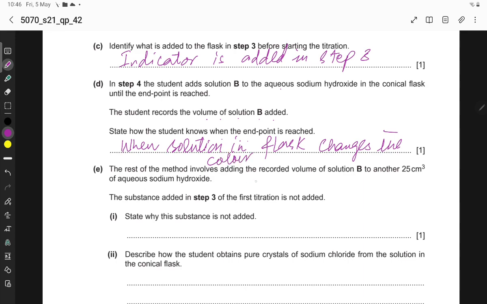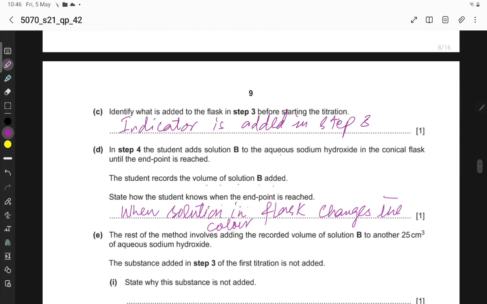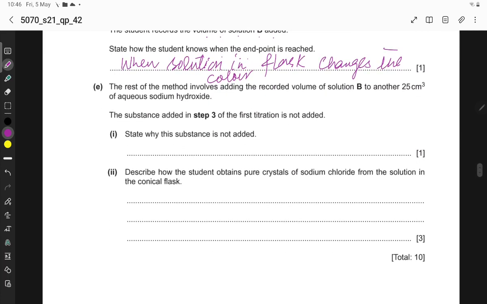The rest of the method involves adding the recorded volume of solution B to another 25 cm cube of aqueous sodium hydroxide. The substance the student adds in Step 3 of the first iteration is not added. State why this substance is not added. Indicator is not added to prepare pure sodium chloride.